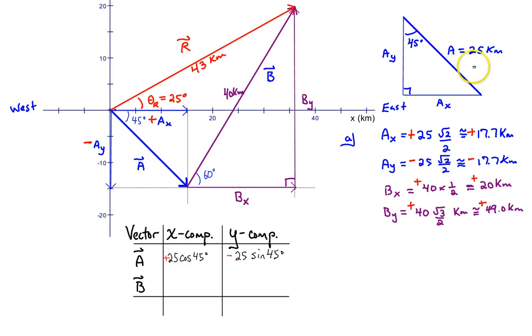Sometimes you may wish to do all that trigonometry you're doing over here and simplify it and just write positive 25 cos 45 and minus 25 sine 45. Or you could put these rounded numbers in. It's really up to you.